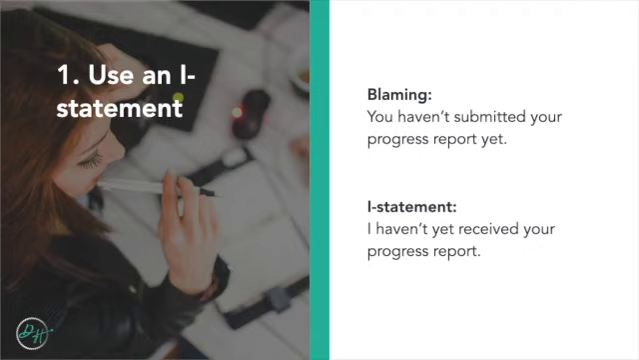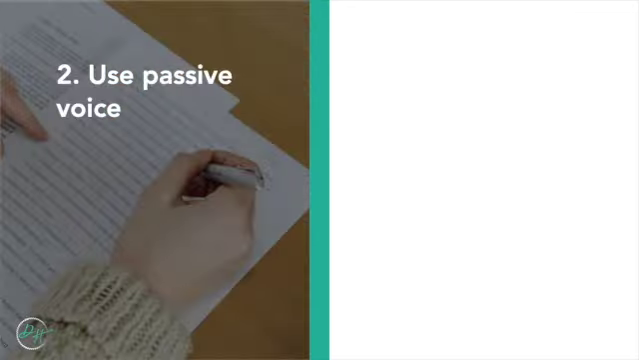Because who knows? There might even be a possibility that the person blamed in the first sentence didn't actually do anything wrong. Maybe the report was submitted, but it got lost somehow. Maybe the office dog ate it. Who knows? The second strategy you can use to avoid the blame game is to take advantage of passive voice.